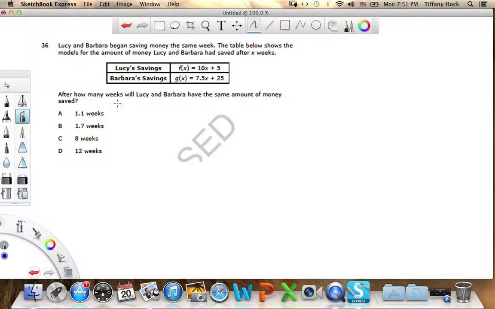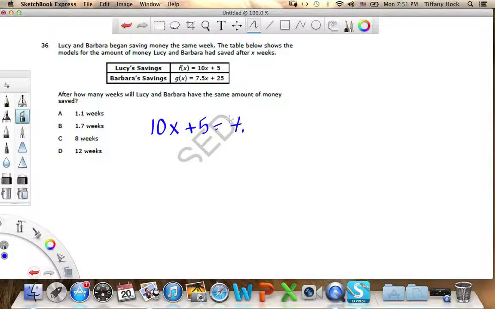Question is, after how many weeks will Lucy and Barbara have the same amount of money saved? So f of x and g of x represent the amount of money saved after x number of weeks. So this equation represents how much Lucy has saved after x weeks. This represents how much Barbara saved after x weeks. So there's two ways we can do this. I want to show you what I think is the easiest way, and then I'll tell you another way you could solve this.